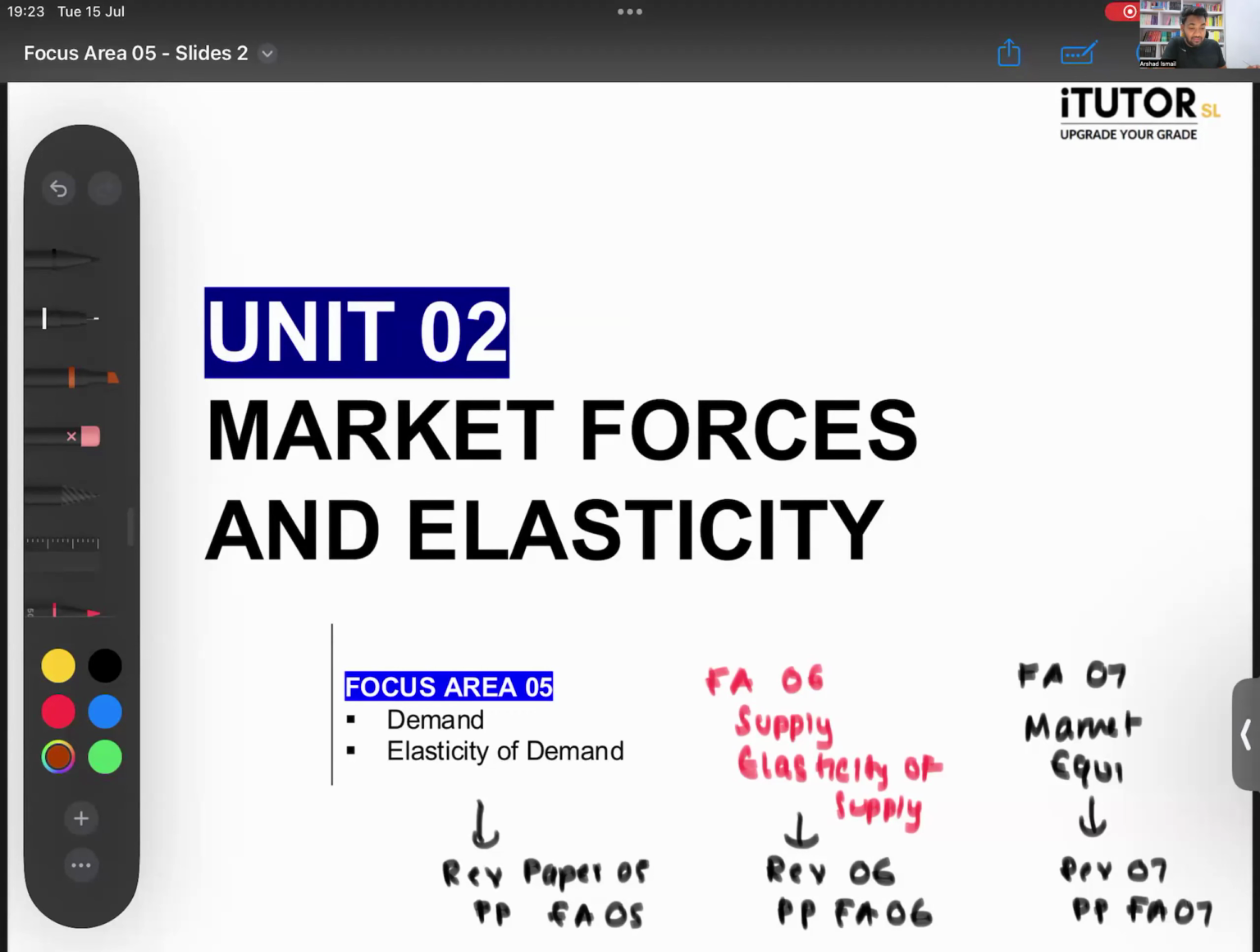So this month we will do unit number 2. Next month we'll move to unit number 3. So today I will be recapping the theory. This is the part that I will be doing today. I'll recap the entire focus area number 5. Then what does that mean?